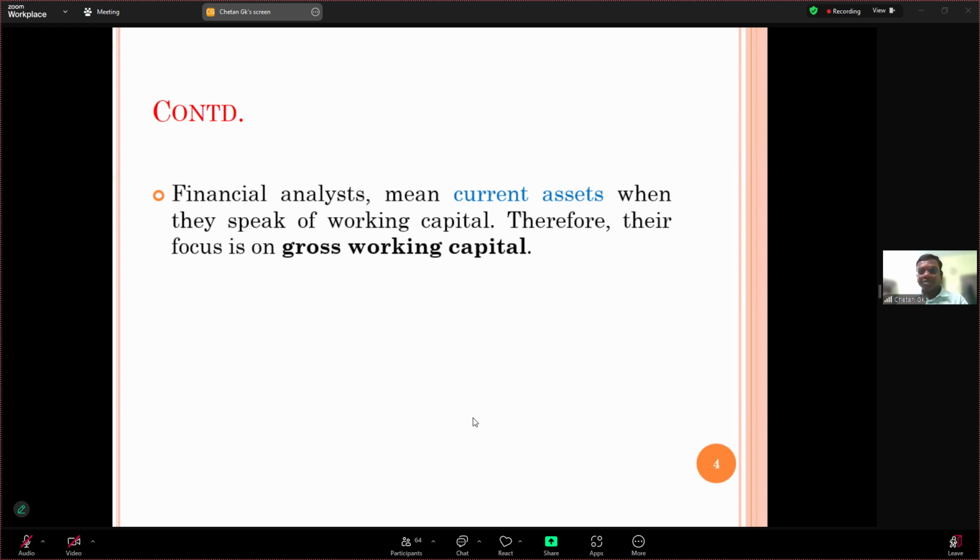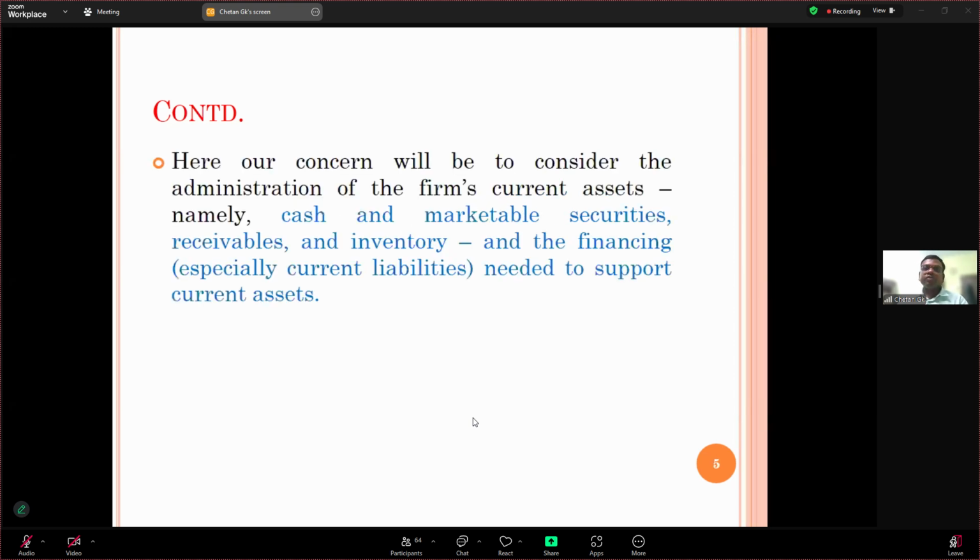Normally, the financial analysts refer to current assets only. What do they mean by working capital? They mean only the gross working capital. So here our concern will be to consider the administration of the firm's current assets, namely cash and marketable securities, receivables, inventory, and the financing needed to support the current assets. So why is it important for us?